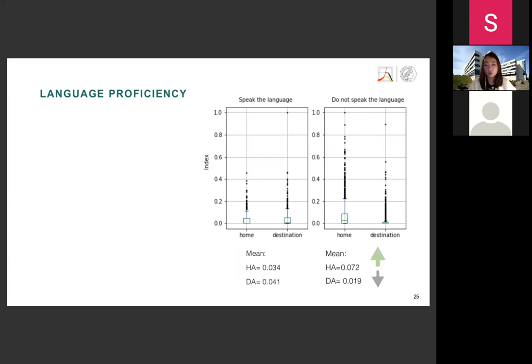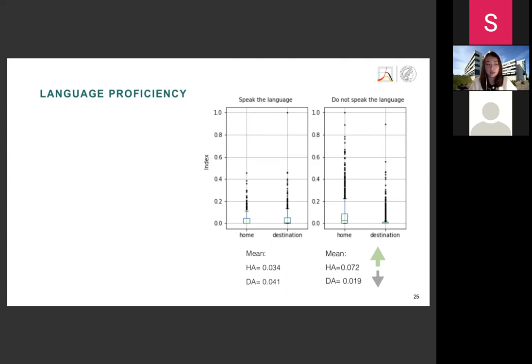First factor that we looked at was language proficiency, the relationship between our indices and language proficiency. As I mentioned, it is considered a key factor for integration. And here we observe that the group that speaks the language integrates more than the other group. On the other hand, the group that does not speak the language shows a higher home attachment level, which means that our indexes further confirm the significance of language for the integration of immigrants in the host country.